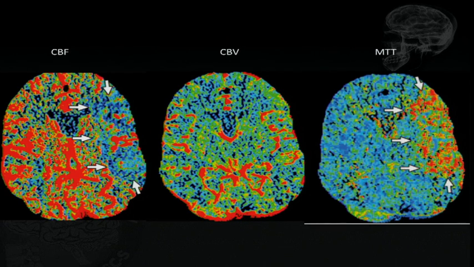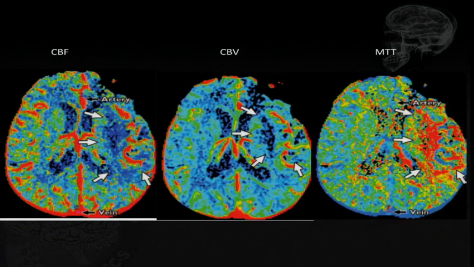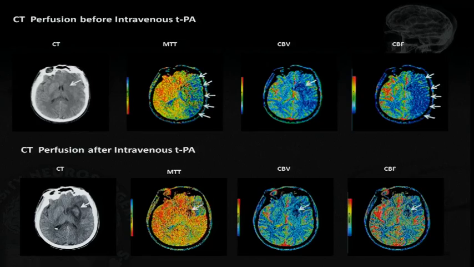You saw decreased blood flow, normal blood volume, and increased mean transit time. So there was a mismatch between the transit time and the blood volume, or the blood flow and the blood volume. So this was salvageable tissue. This was our penumbra. Or you got this: decreased blood flow, decreased volume, increased transit time. So this was a matched defect, and this was a core infarct, and we did not take the patient.